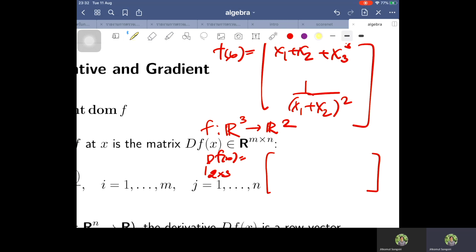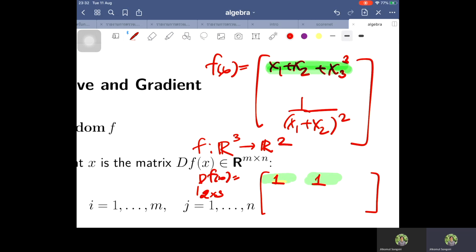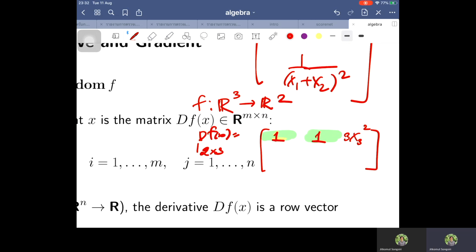Now the first entry of the Jacobian matrix would be the derivative of f1, the first component of f, with respect to x1. So it's 1. The 1,2 component is the derivative of f1 with respect to x2, which is also 1. And the last one is the derivative of f1 with respect to x3, so it's going to be 3x3 squared.